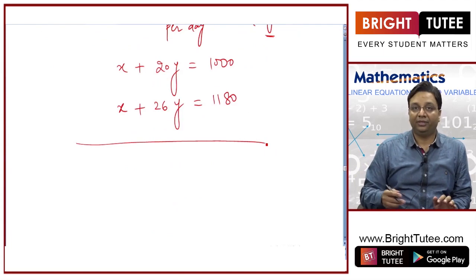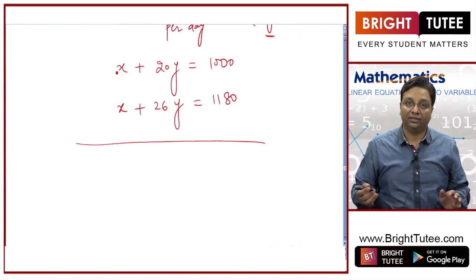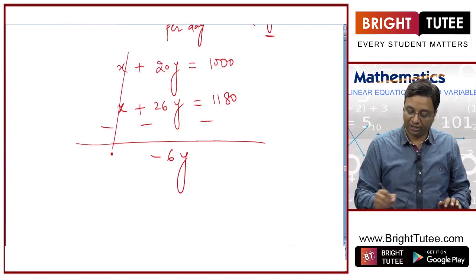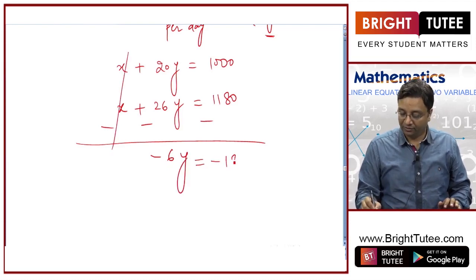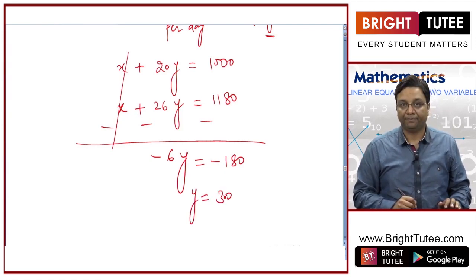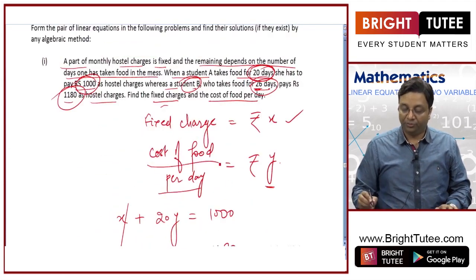I find elimination method very easy in this case because I just need to subtract. Coefficients of X are already equal, so I just need to subtract these. Let me subtract it like this. This will give me minus 6Y, this is already cancelled, equal to minus 180, right. So Y is equal to 30. Okay. So this is cost of food is rupees 30 per day.